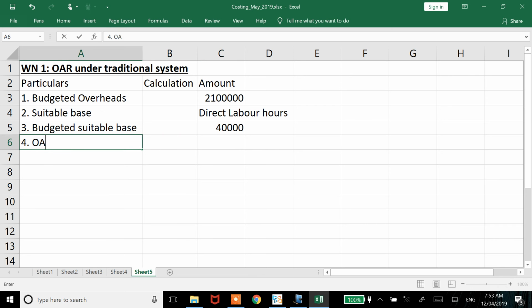And overhead absorption rate is budgeted overheads by budgeted suitable base. Overhead absorption rate is technically the cost driver rate. What I have done is, point number 1 is activity. I don't have an activity technically. That point number 1 which you have written is total cost. Second is cost driver name, then cost driver quantity and then cost driver rate. I have written it as rows, that's all. I am using different names because we normally use the words base and OAR rather than using the CDR word for the erstwhile system.